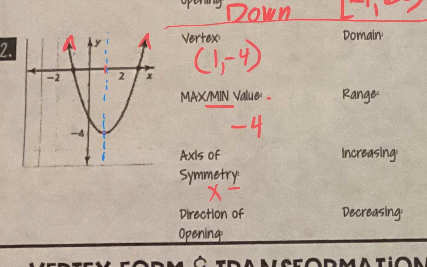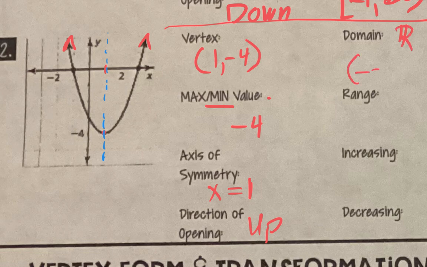I start off with x equals, what's the x-coordinate of my vertex? It's 1. The direction of the opening, I'm opening upwards. Look at the 2 arrows. That's the direction your graph is opening. Domain. It's still a quadratic function. It's a parabola. So I will have all real numbers.